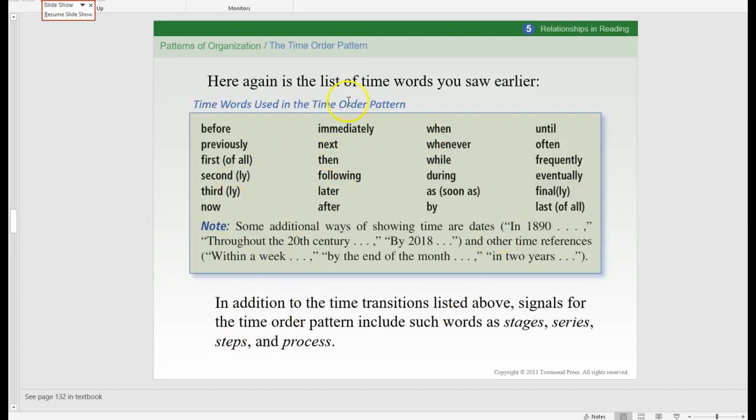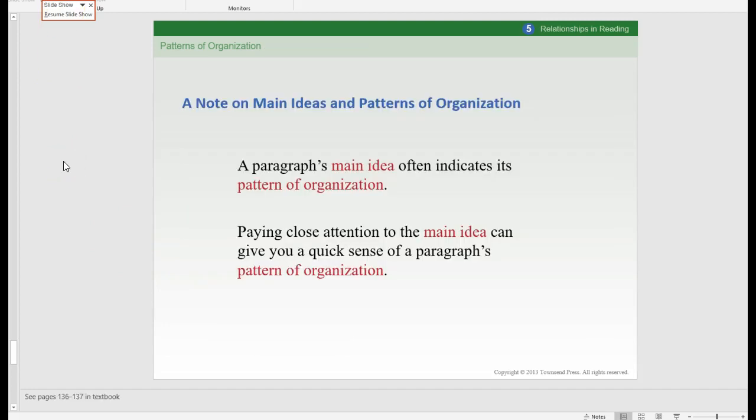Here again are the time order words, the transition words that you use in time order. Now when you do the homework, you'll be able to practice using both listing and time order in the exercises. And remember, you can repeat those over and over and over on Townsend Press.